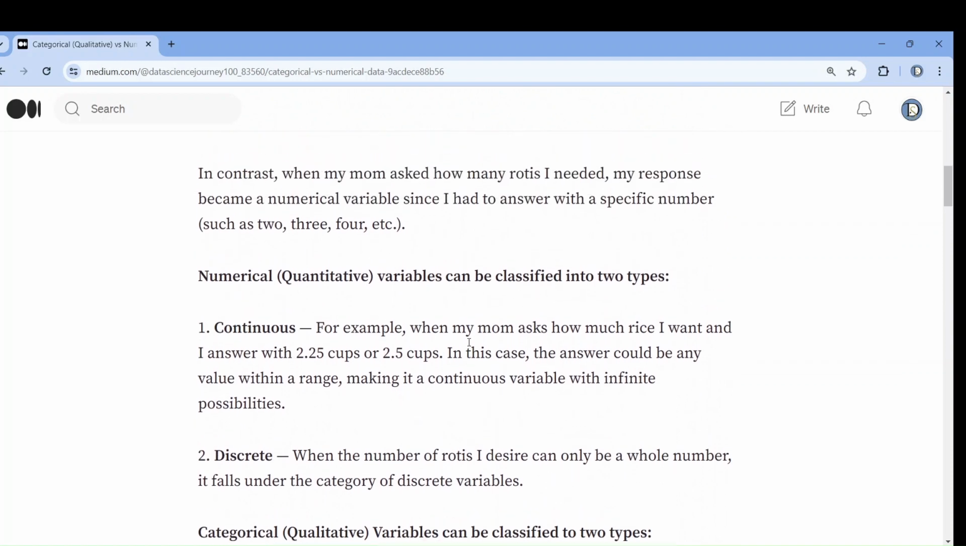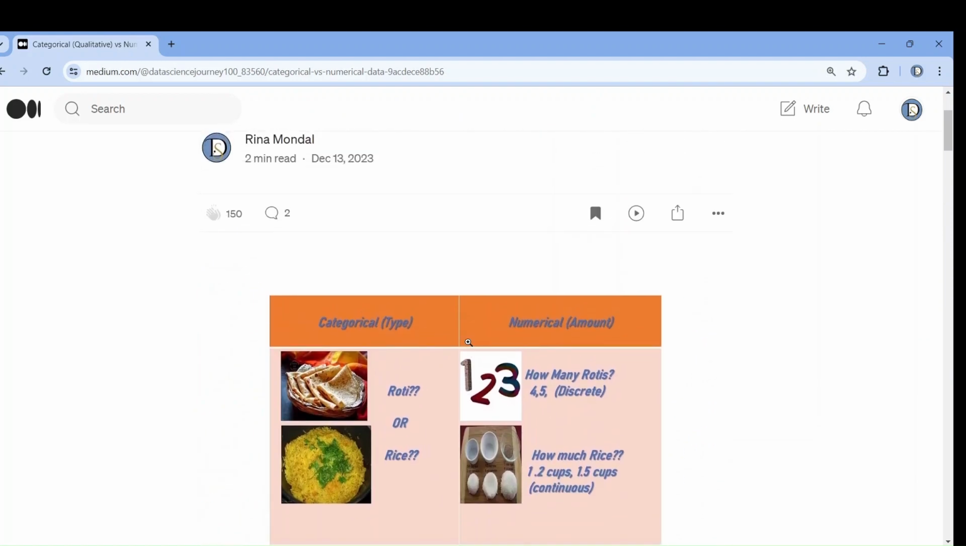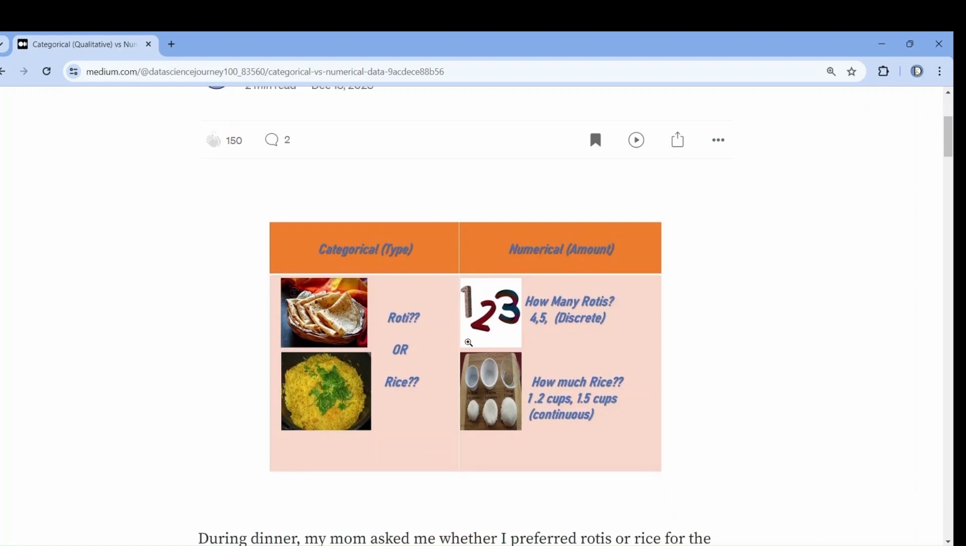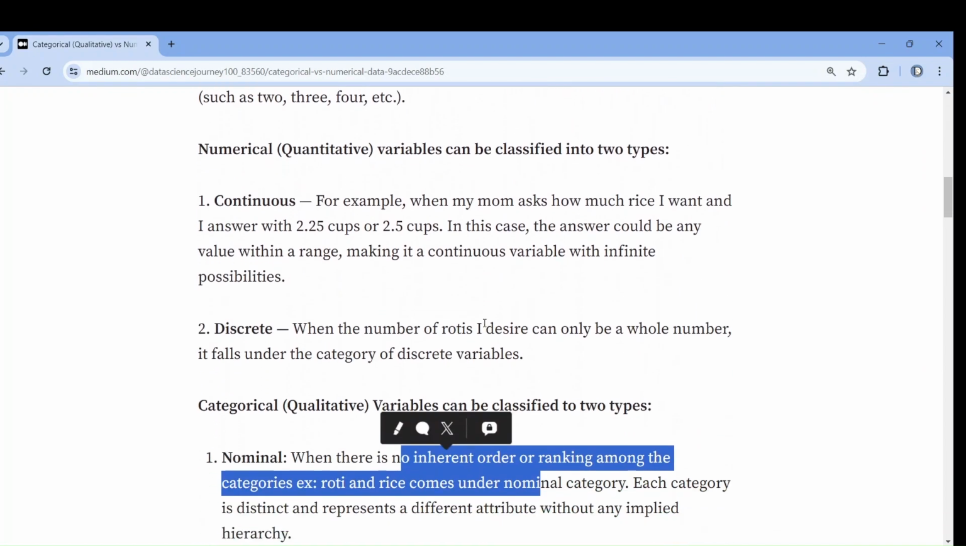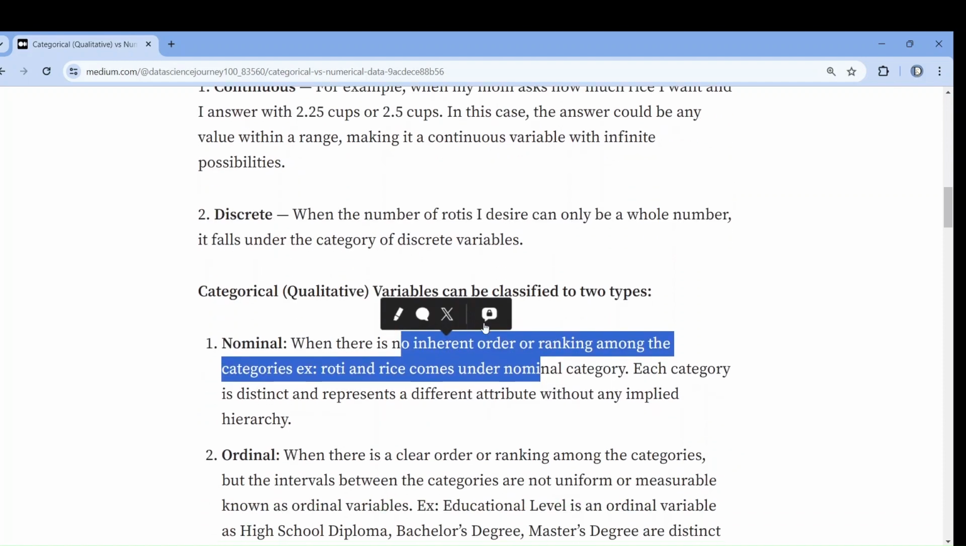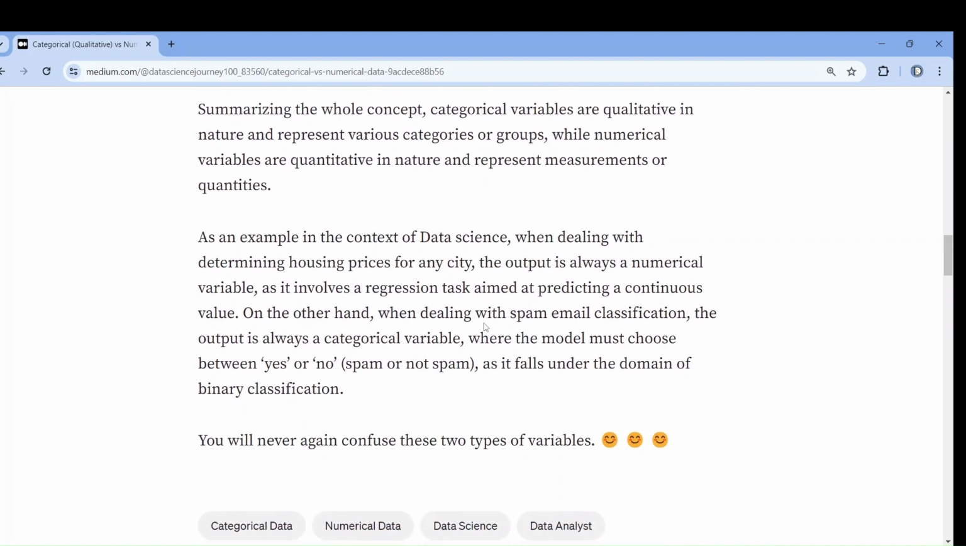Simply, we can revise the whole thing once again. Number one, there are two types of variable: categorical and numerical. Numerical means amount, categorical means type. Numerical means quantitative, categorical means qualitative. Numerical can be divided into two types: continuous and discrete. Continuous means continuous value, discrete means a whole number. Categorical can be divided into two types: nominal means there is no order, and ordinal means there is a clear order. Clear? So this is all about data.